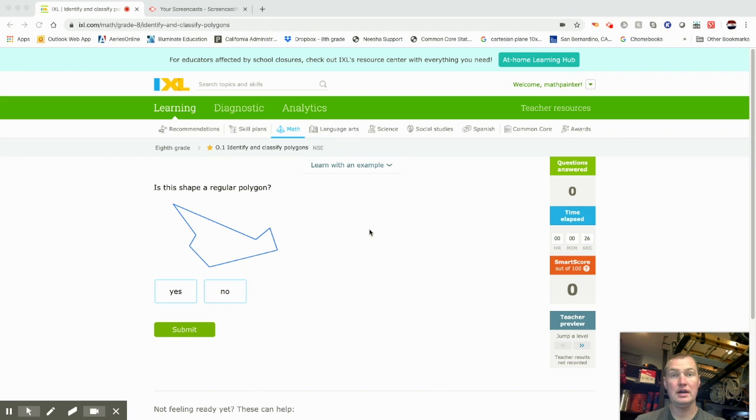Today we're working on IXL O1, Identify and Classify Polygons. All right, our first question: is this shape a regular polygon?